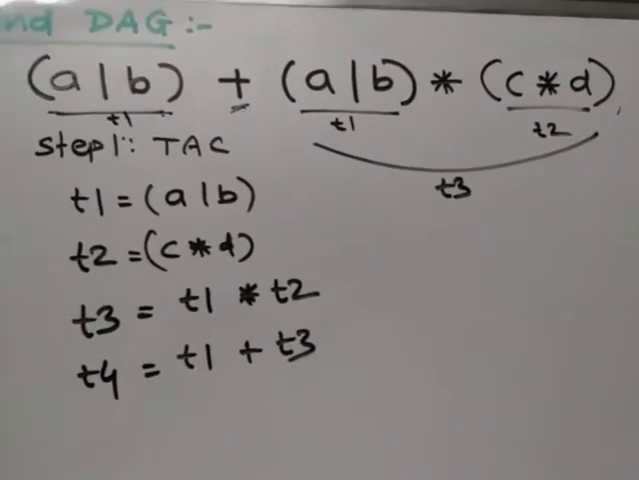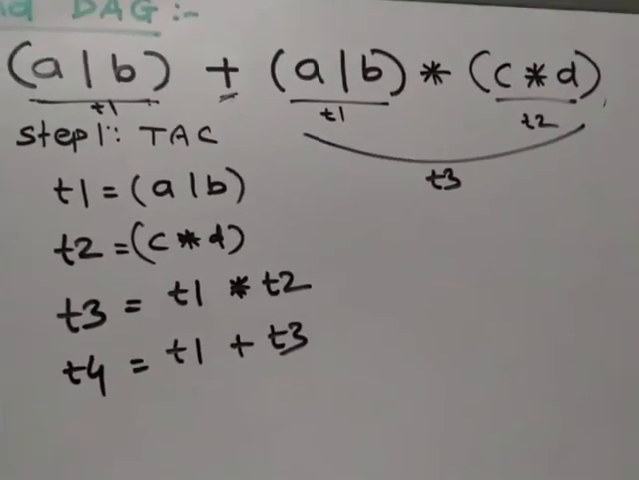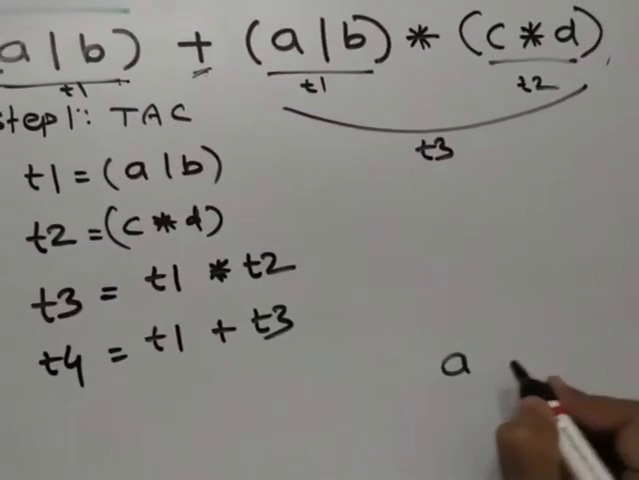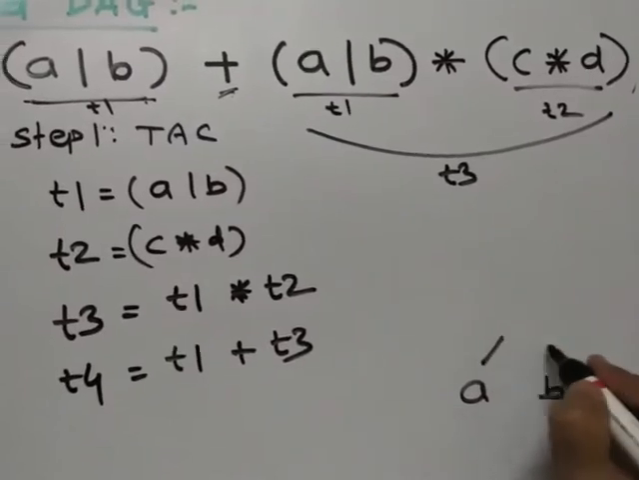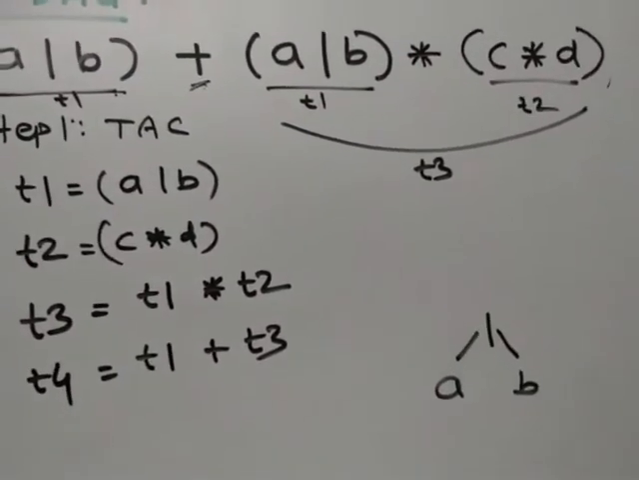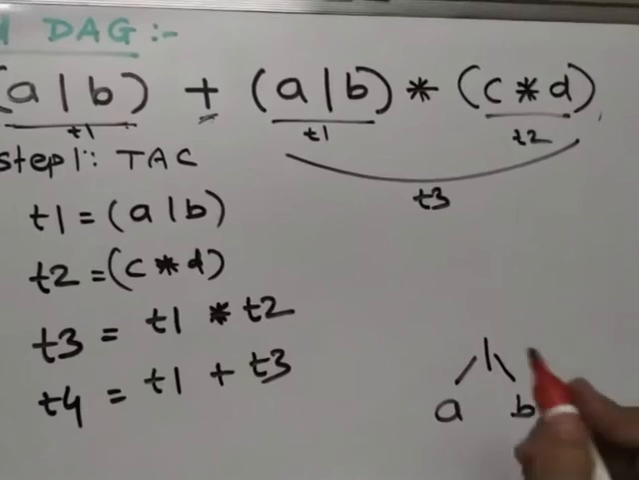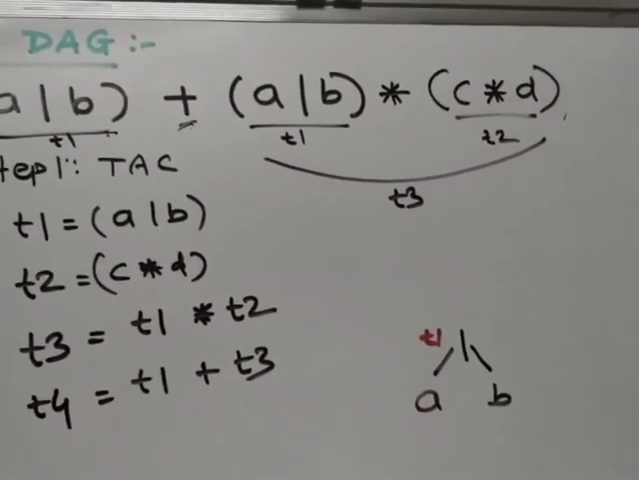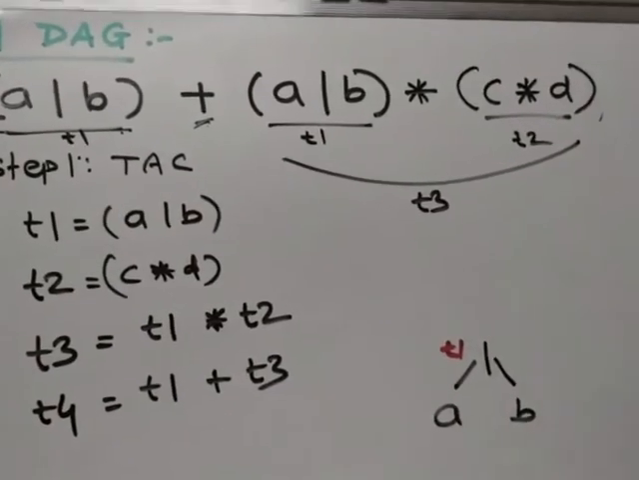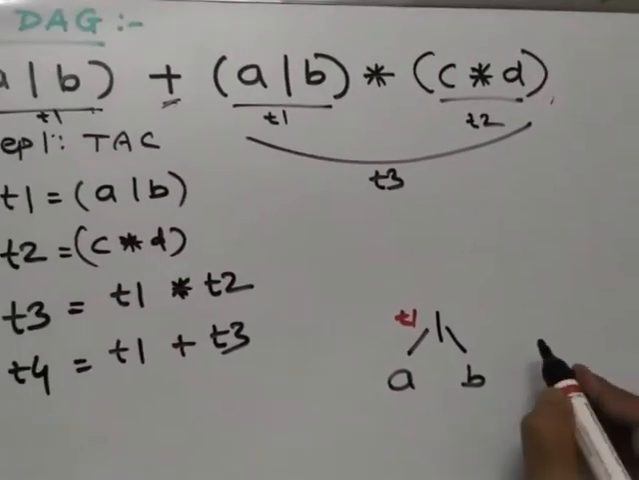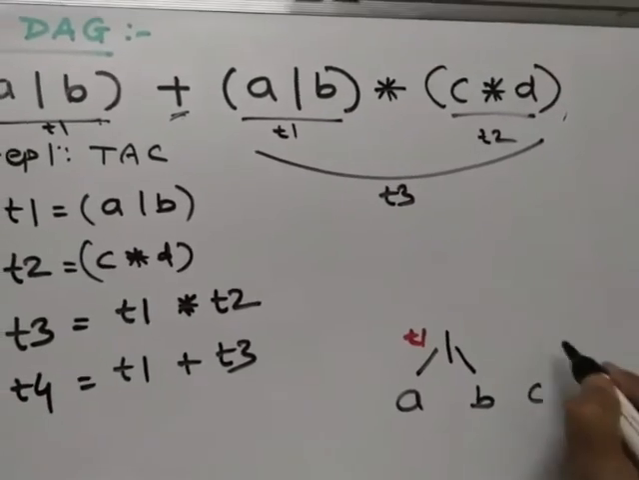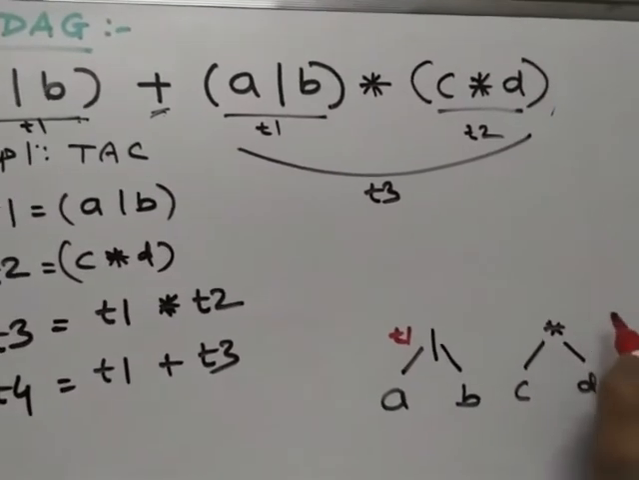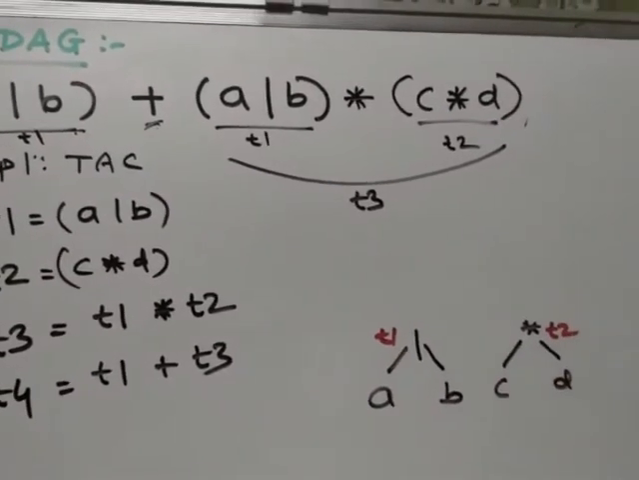Now we will draw the DAG for the given expression based on the generated TAC. First of all, I'll represent A and B, and both are combined with the divide operation. So this will be nothing but the T1 address code, so I will mark it as T1. Next, C star D. So I will generate C and D, and both are connected with star. To this I will mark T2.